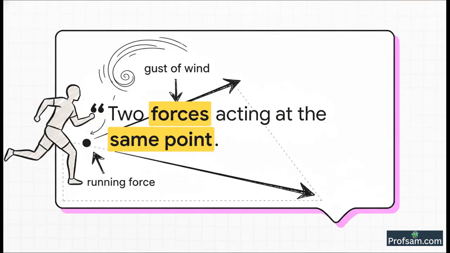Let's think about our game again. Imagine you're running forward, and at that very same moment, bam, a strong gust of wind hits you from the side. Both of these forces, your running and the wind, are acting on you from the same point at the same time. This is a perfect scenario where the parallelogram law just makes more sense to visualize.